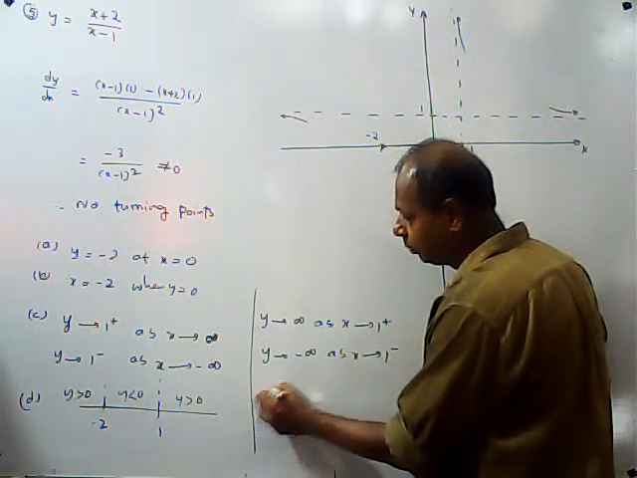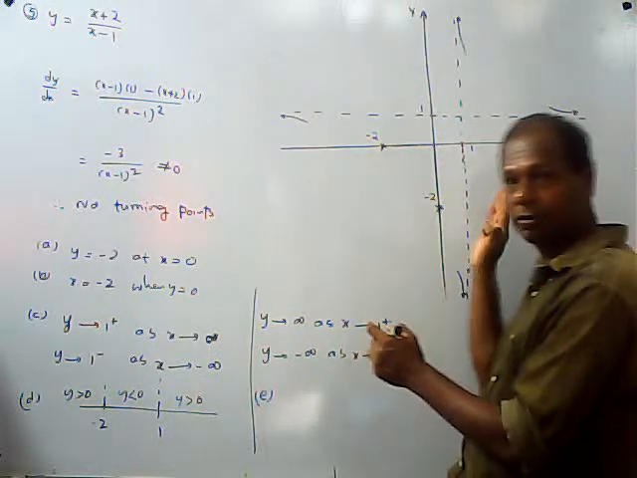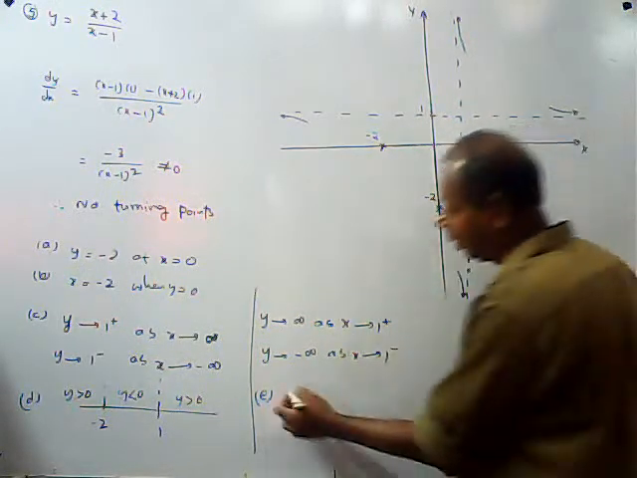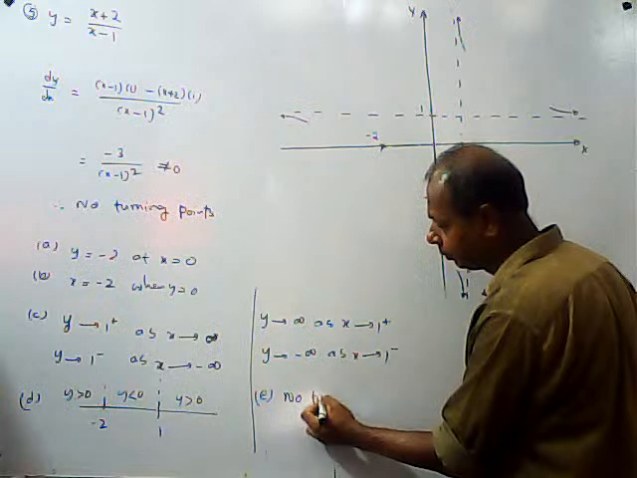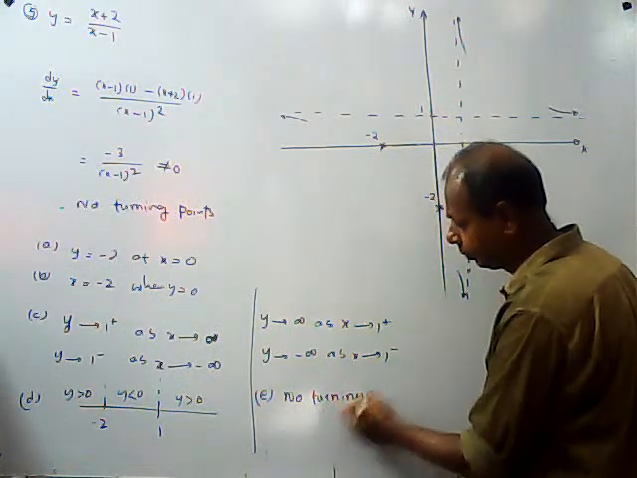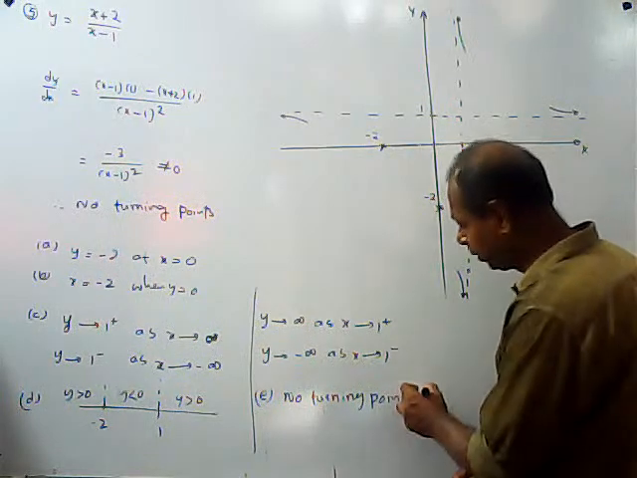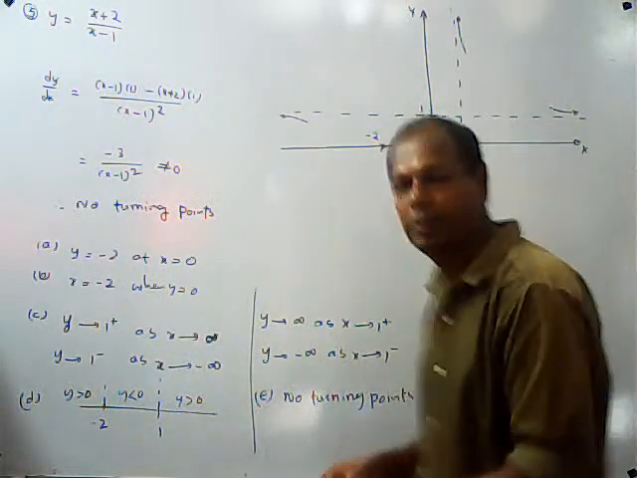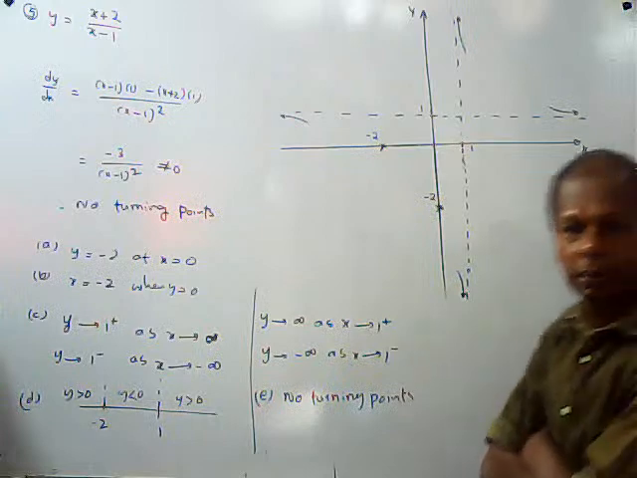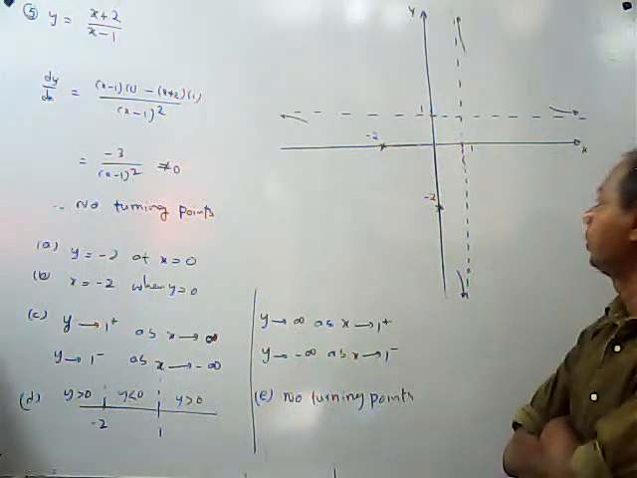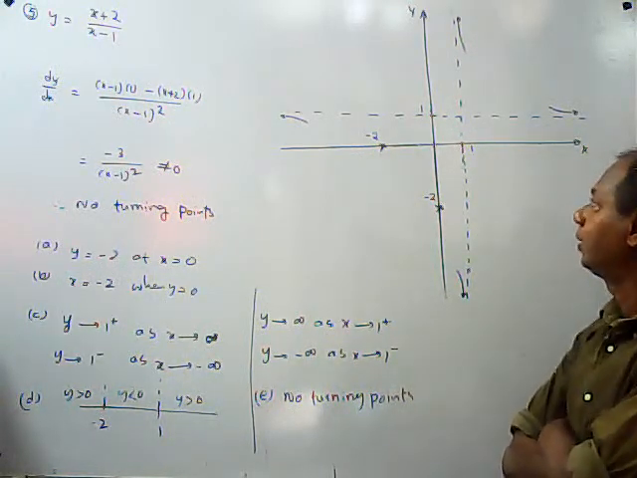And finally, no turning points. So this is the vertical asymptote and no turning point. This is the information we have. Then you have to complete the graph upon this information.